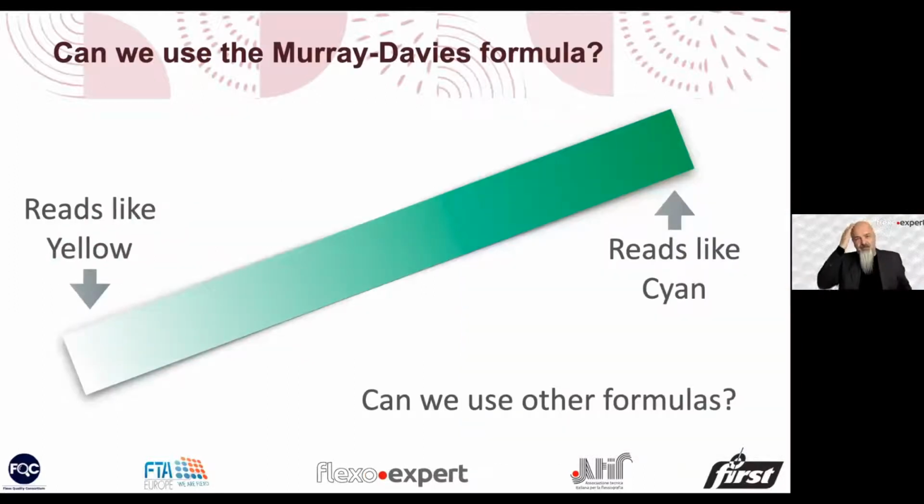In fact, if we use the Murray-Davis formula on our densitometer to define a dot gain for an expanded gamut color like green, when we read the solid, the densitometer behaves like over a cyan. It thinks that that's kind of a cyan. But when we move to highlights, it looks like a yellow. So the automatic filters may not give correct results. So Murray-Davis is limited on this, and we need another formula.